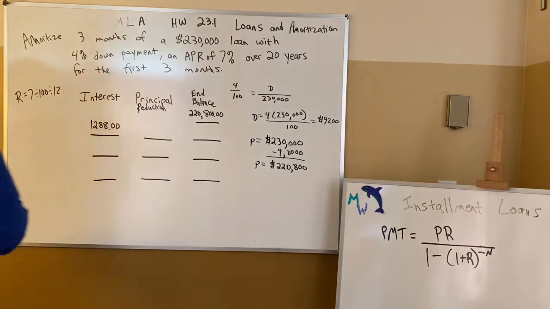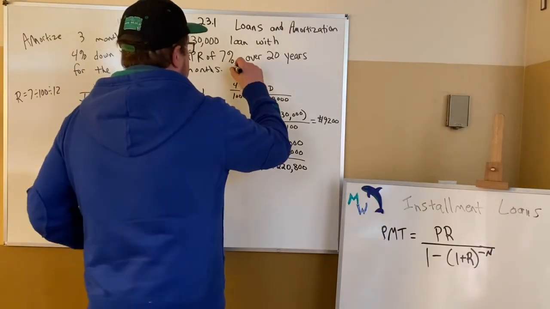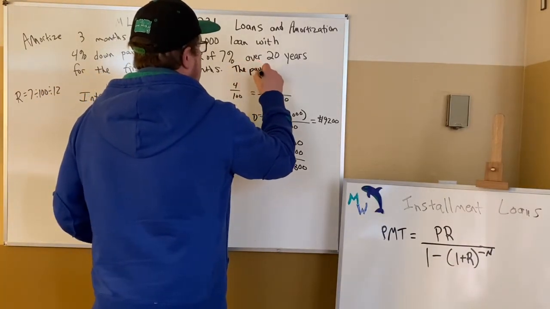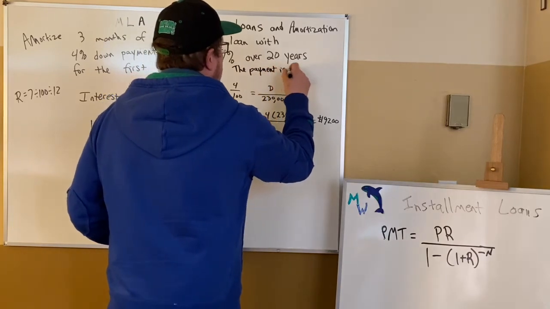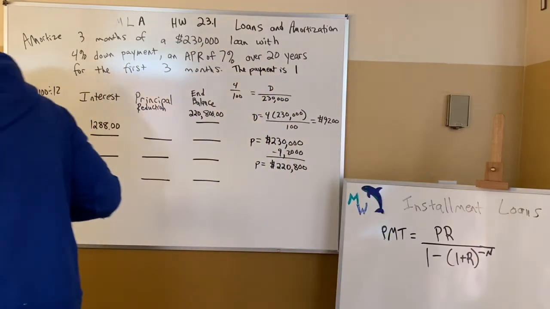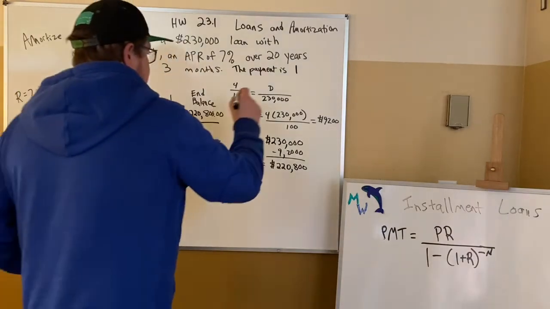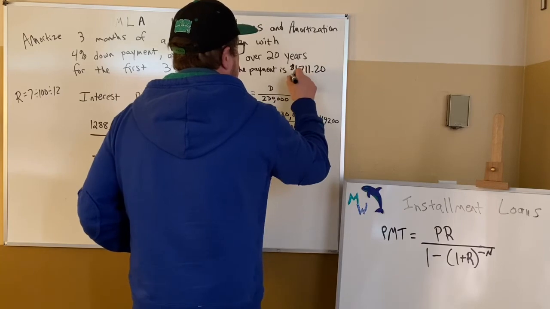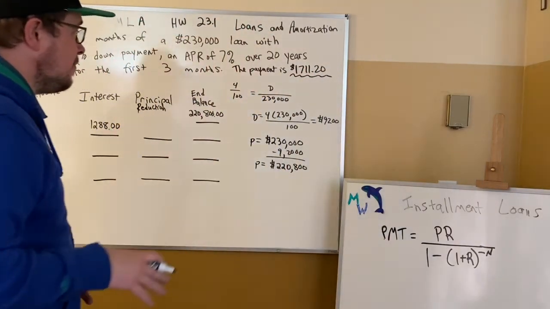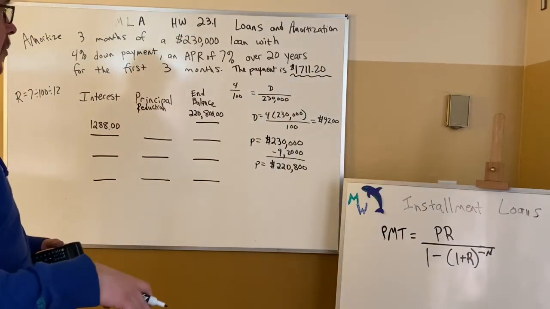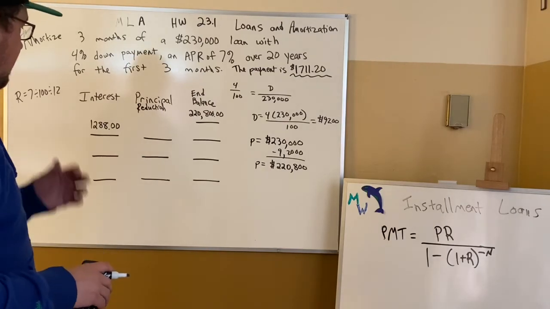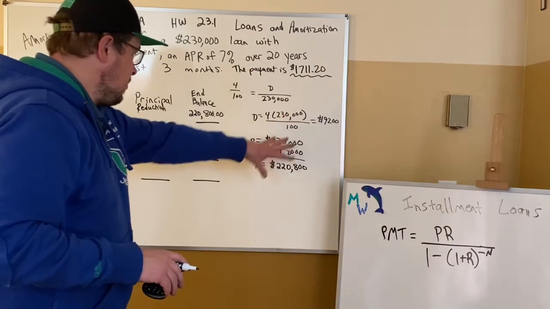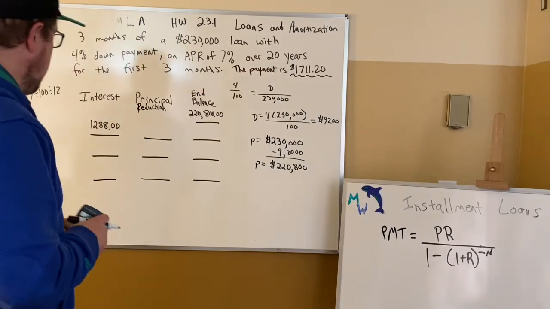Now what I'm going to do is my principal reduction. The payment was already told to be $1,711.20. This is given to you to use. You don't have to find it in this problem. This is focused solely on the amortization. So we didn't even need to do the down payment because we know that's the payment every month.